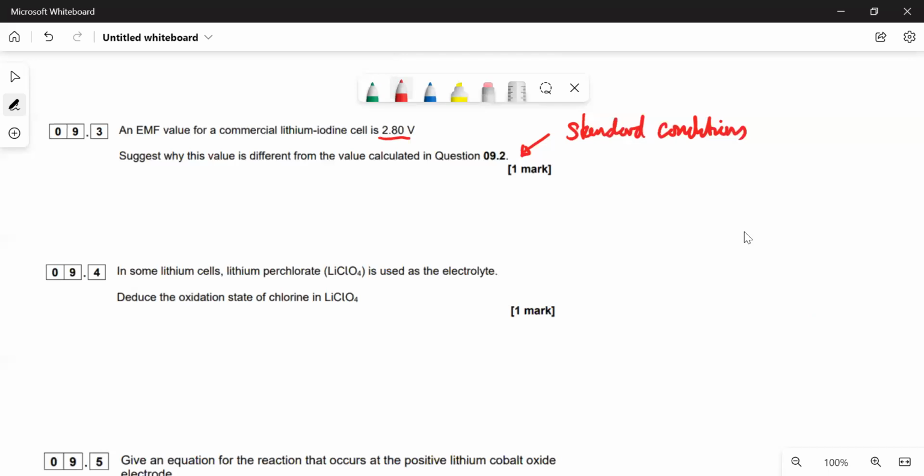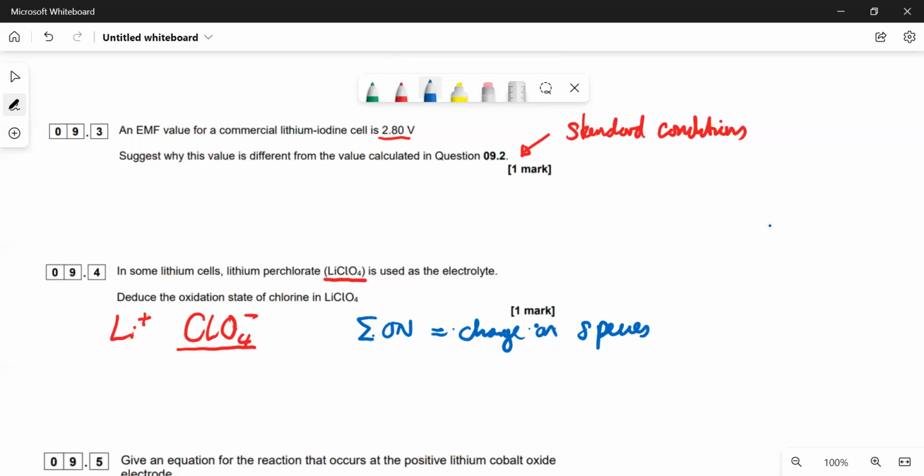In some lithium cells, lithium perchlorate is used as the electrolyte. Deduce the oxidation state. What I would do there is, we know that lithium is a group 1 element, so it's always an Li+ ion in compounds. That means this perchlorate ion has got a -1 charge. Then I would use the sum of the oxidation numbers is equal to the charge on the species. The charge on this species is -1, and we're ignoring the lithium, just talking about that species.